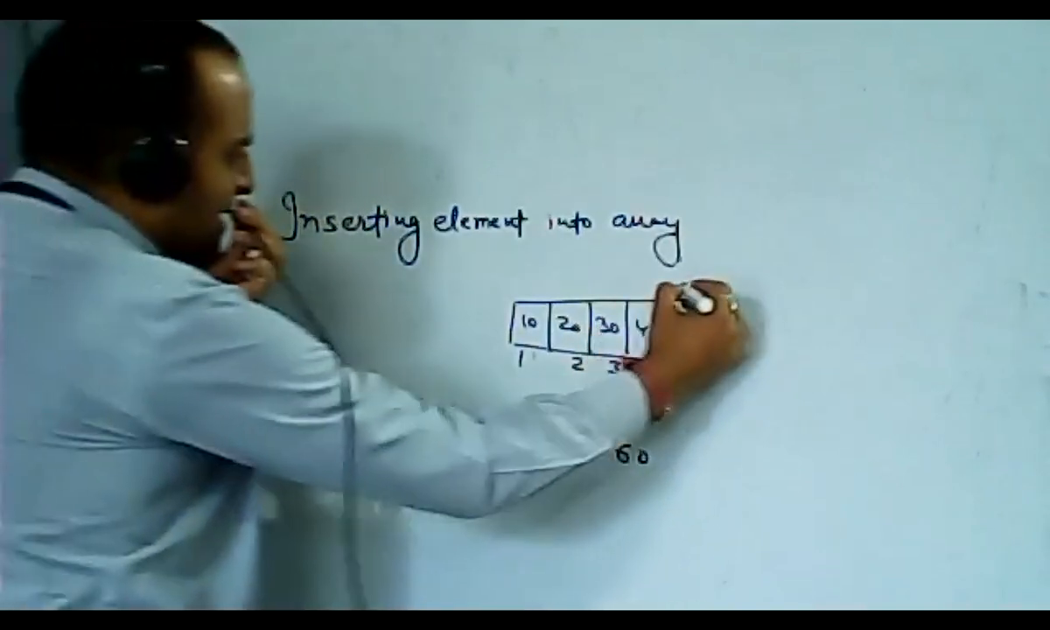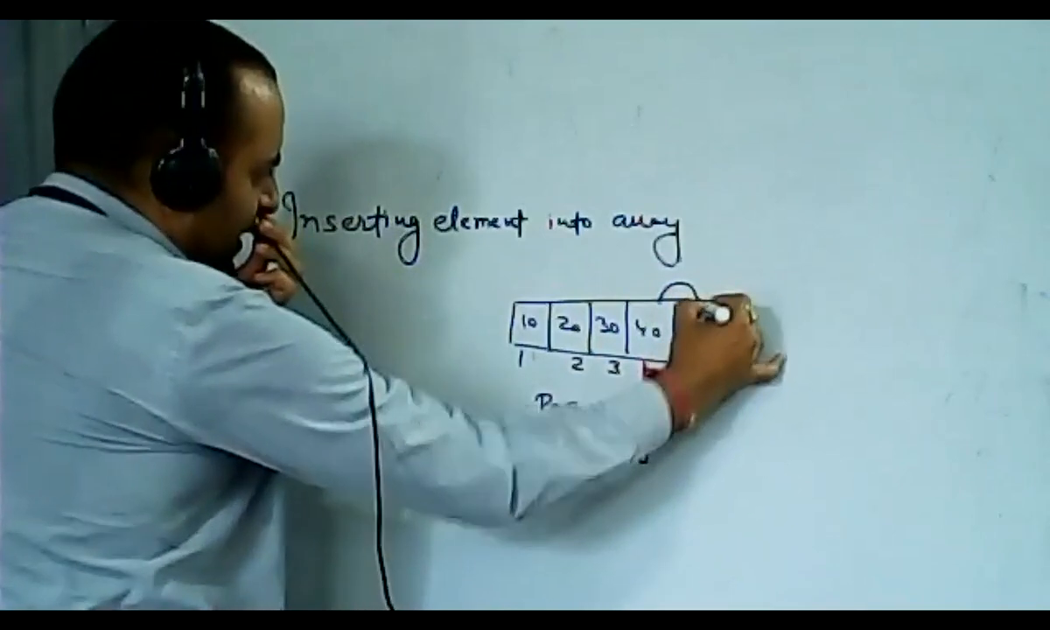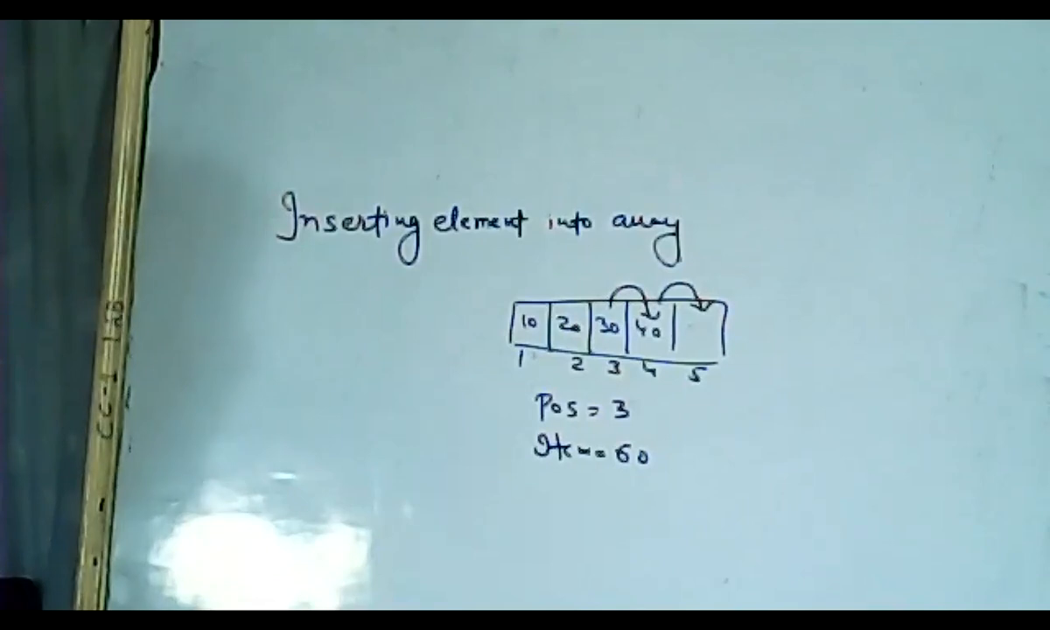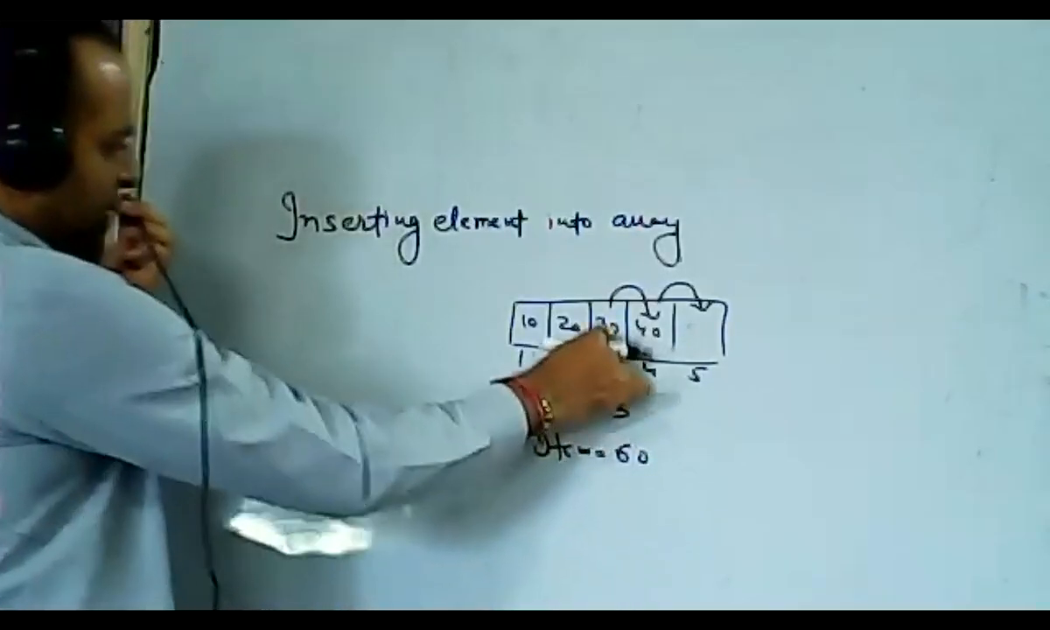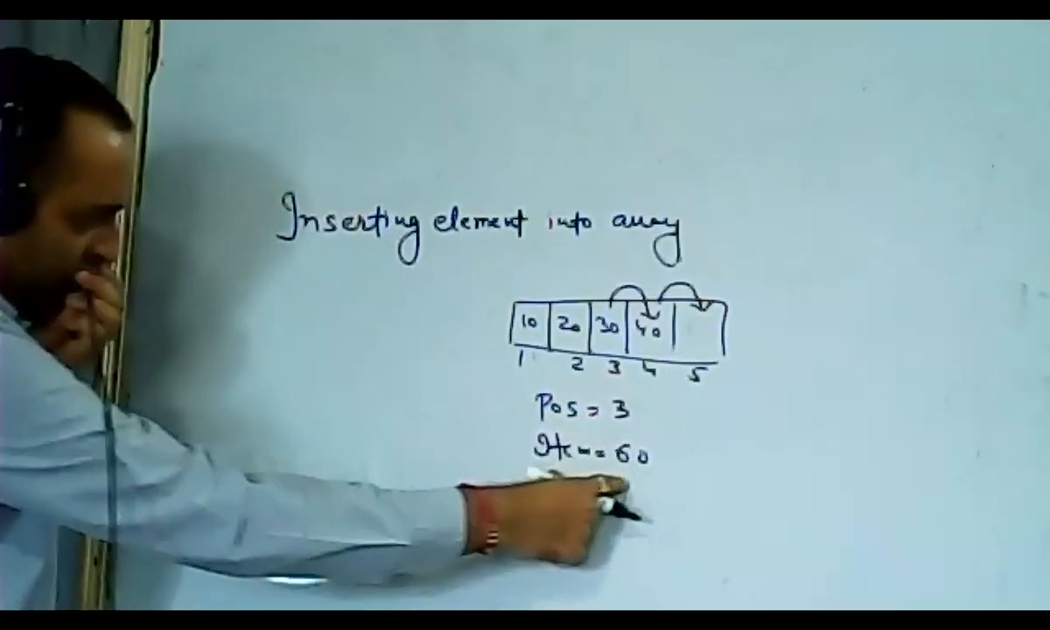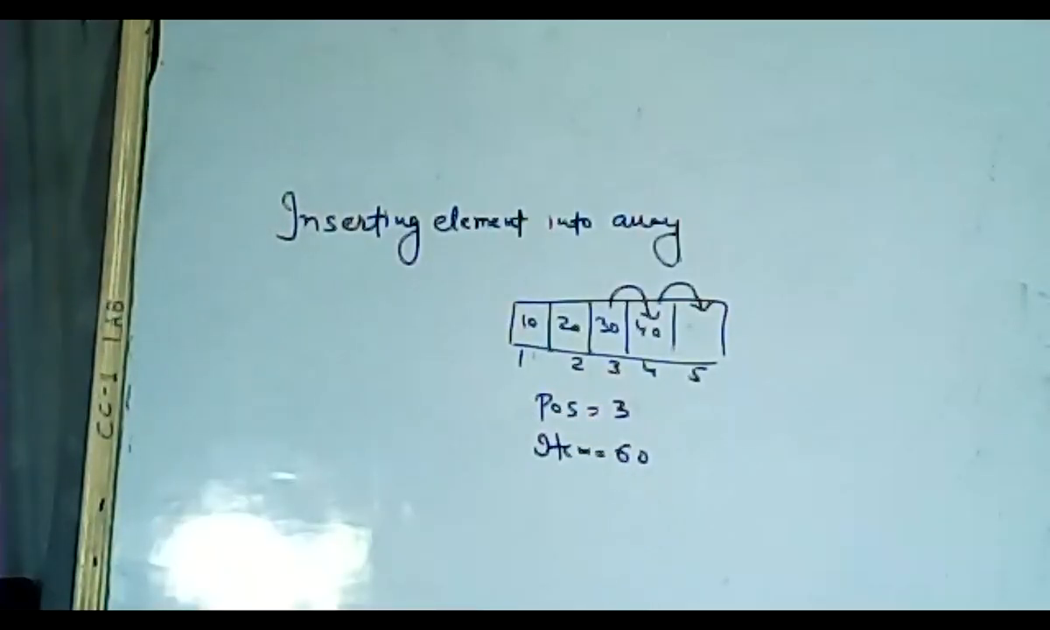So what I need to do is bring 40 here, and bring 30 here. Then the location will be empty, and I will be putting 60 here. Is the logic clear? For inserting, I need two things: the position where you want to insert and what you want to insert. Okay?